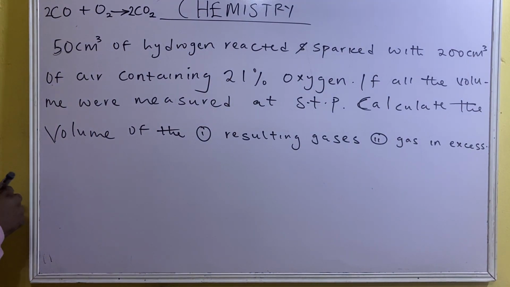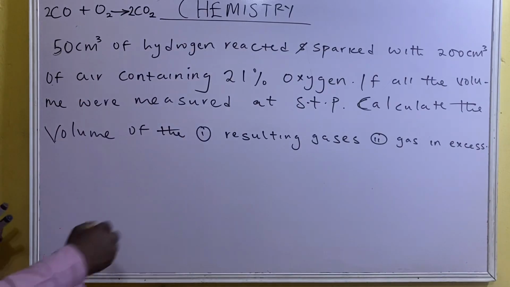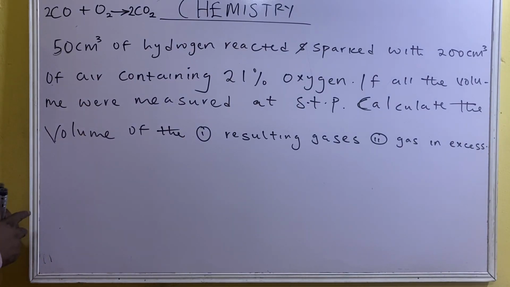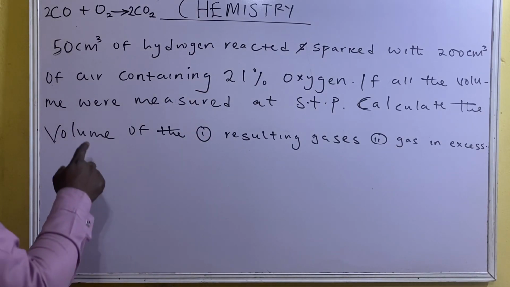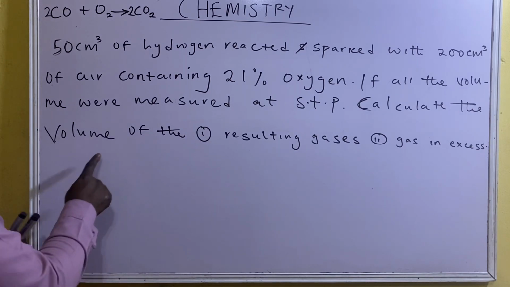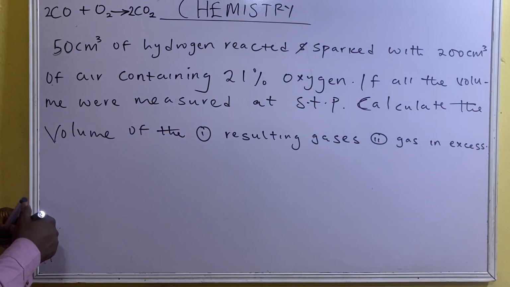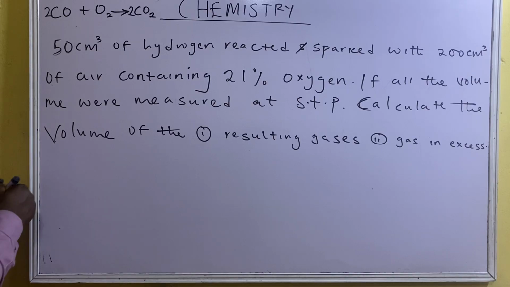Looking at this question from Gay-Lussac's law, we are asked to find the volume of the resulting gases and the gas in excess. To identify that, it's important we know the limiting reagent or limiting gas. So: 50 cm cube of hydrogen was reacted and sparked with 200 cm cube of air containing 21% oxygen. If all volumes were measured at STP, calculate the volume of 1, the resulting gases, and 2, the gas in excess. Let's look at it quickly.